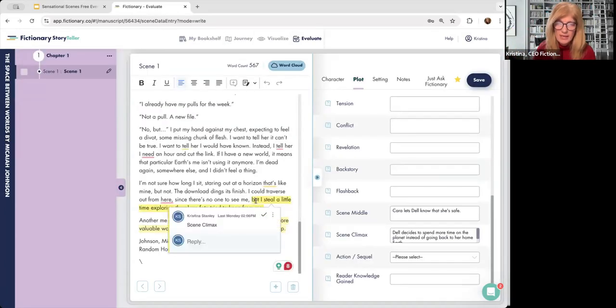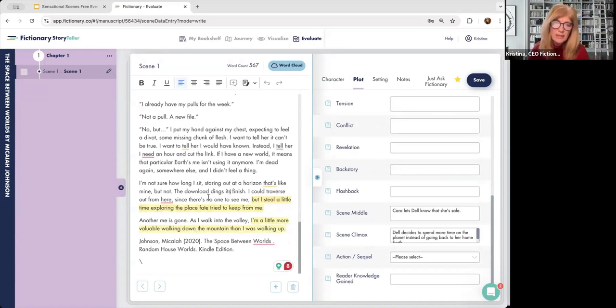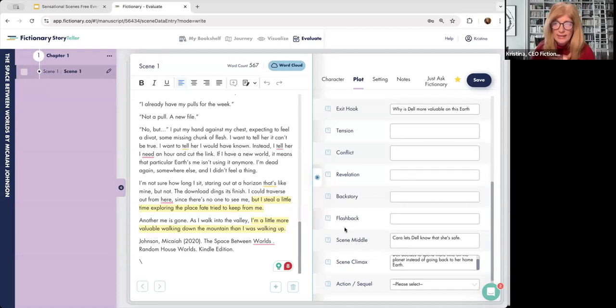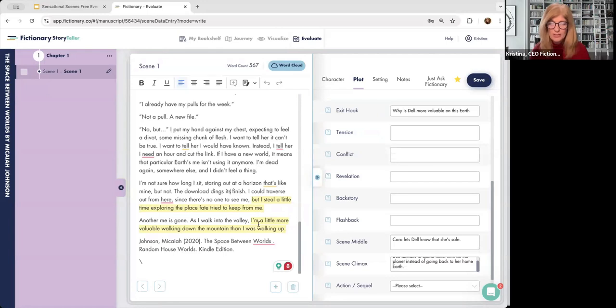The scene climax is, "But I steal a little time exploring the place fate tried to keep me from." And so here she decides to spend more time on the planet instead of going back to her own Earth. And so here comes in the sci-fi genre, like, how can she do this? We want to know what technology is there. And then the exit hook, "I'm a little more valuable walking down the mountain than I was walking up." Well, why? Why is she more valuable on this Earth? And that leads us right into the next scene.